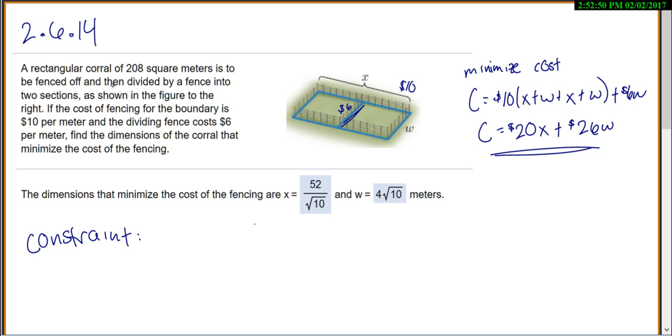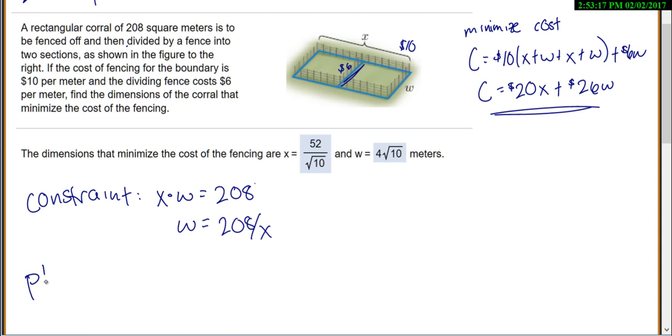And they told us that we have a corral of 208 square meters. So that means if you take the area, that has to be 208. So area would be length times width, or X times W. So X times W has to equal 208. Now solve for one of these variables. It really doesn't matter which one. I'm going to solve for W. So W will be 208 over X. Okay, and then we'll plug that into our cost equation.